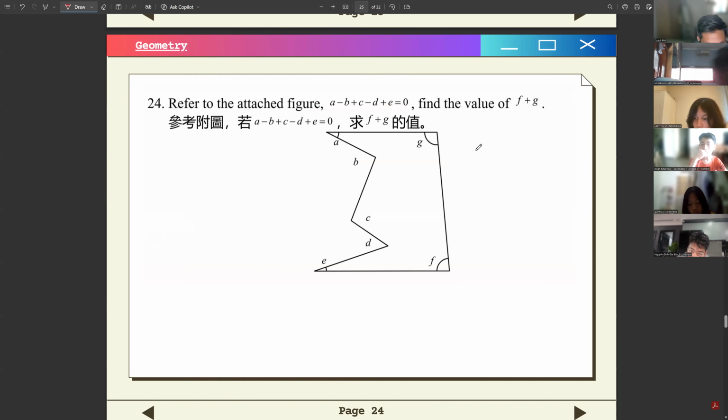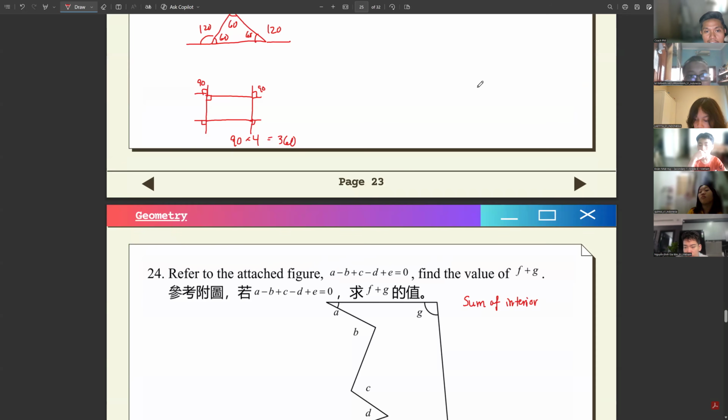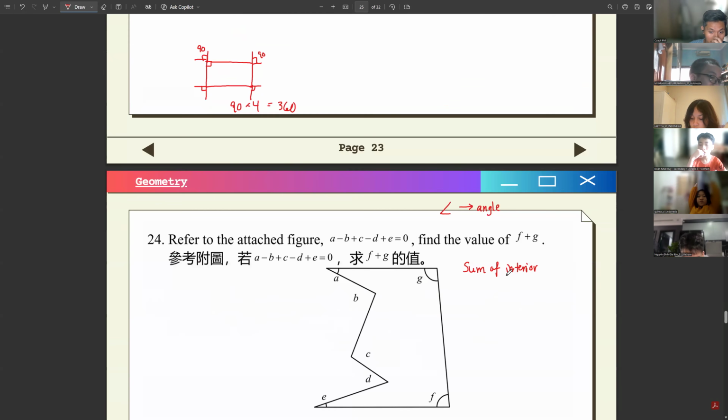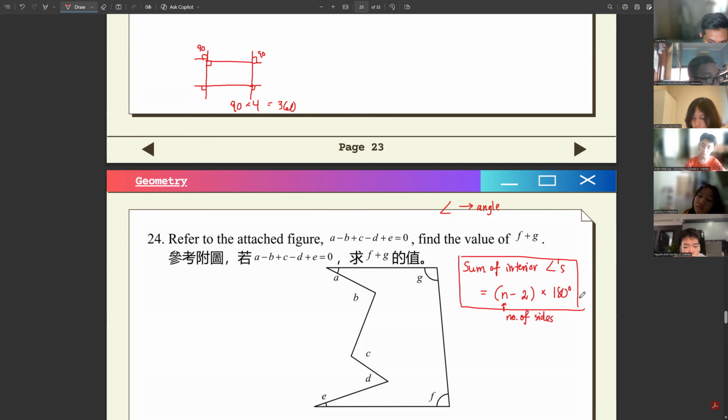For example, we have the formula for the sum of interior angles. By the way, when I write a symbol like this one, it looks like a less than. This just means angle, okay, in geometry. So the sum of interior angles, our formula for any regular polygon, is n minus 2 times 180 degrees, where n is the number of sides. Okay, so please familiarize yourselves with this formula.